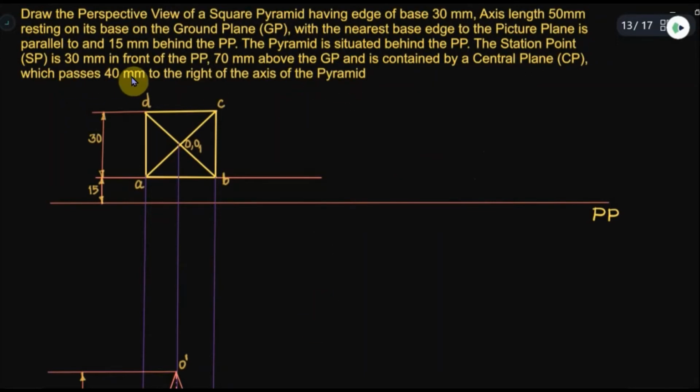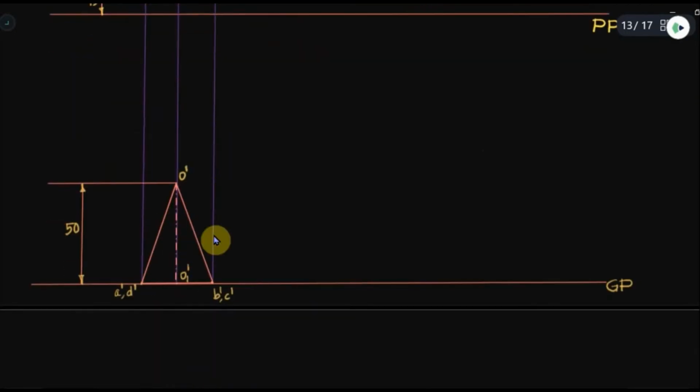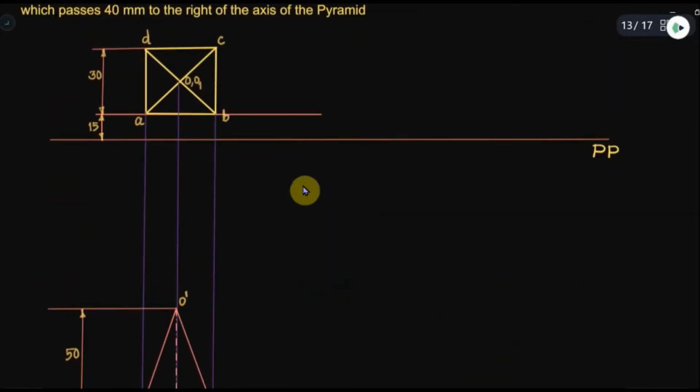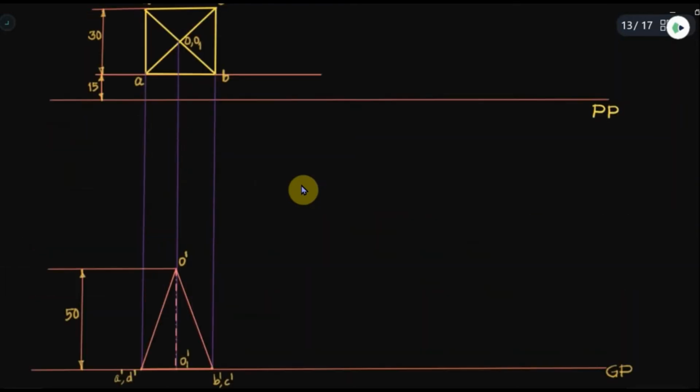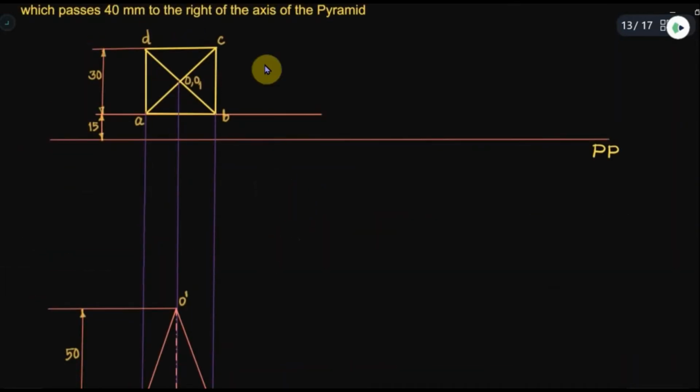That is 40 mm to the right of the axis of the pyramid. 40 mm to the right of the axis. Left is this direction, right is this direction. So towards right from the axis is represented by O1 here, and here it is O dash, O1 dash. So from there you take 40 mm. So 40 mm you take and draw a vertical line. So that will represent CP.